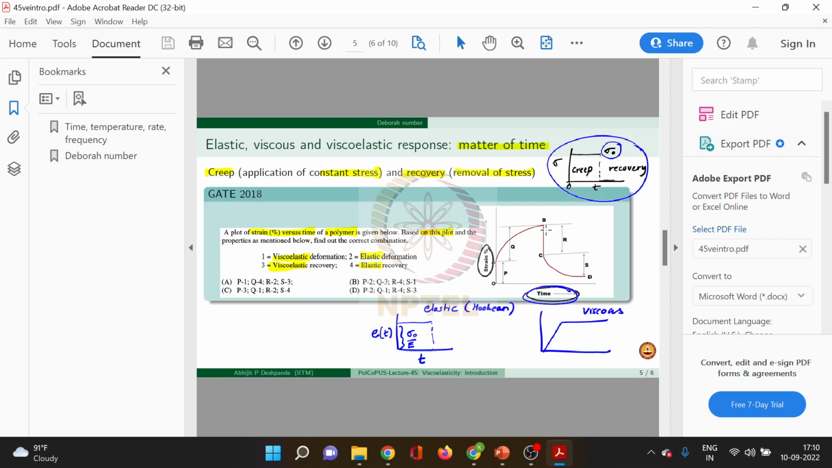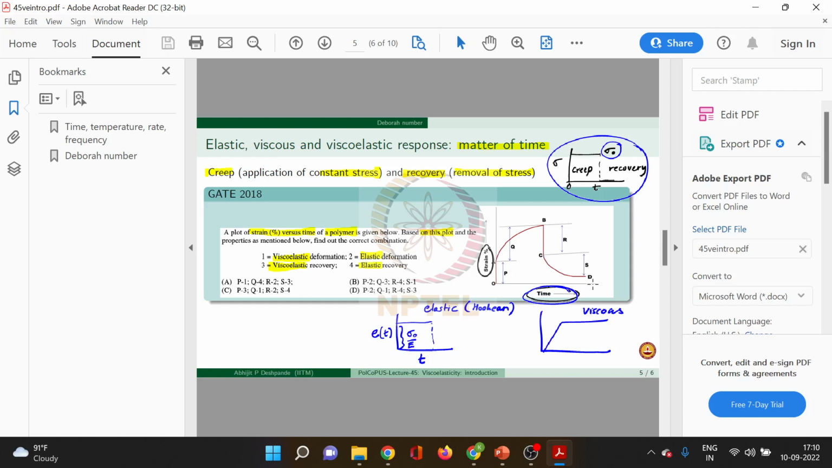And then once your stress is released, there is an instantaneous recovery due to the elastic nature within the material. That is what is given by R, the BC line. That is your elastic recovery. This is followed by the viscous or viscoelastic recovery, which follows the path of CD. Okay?